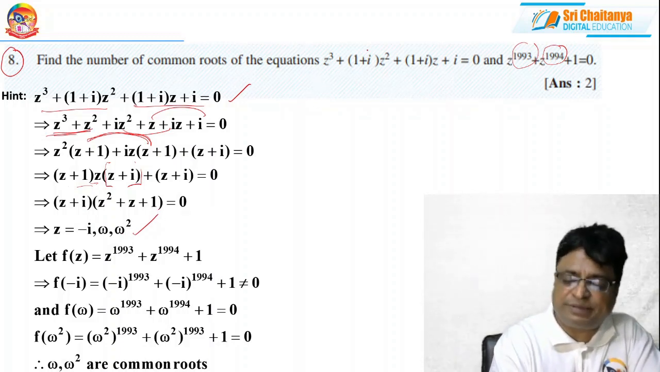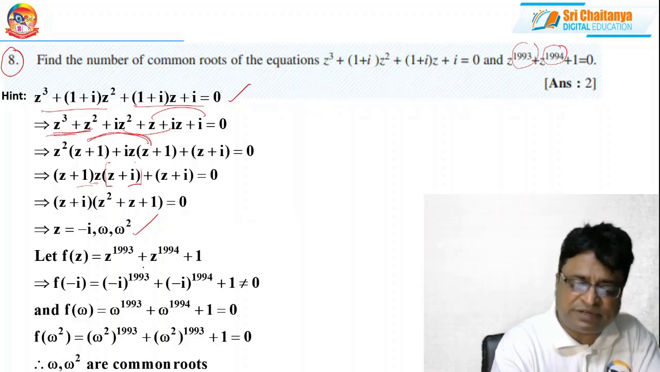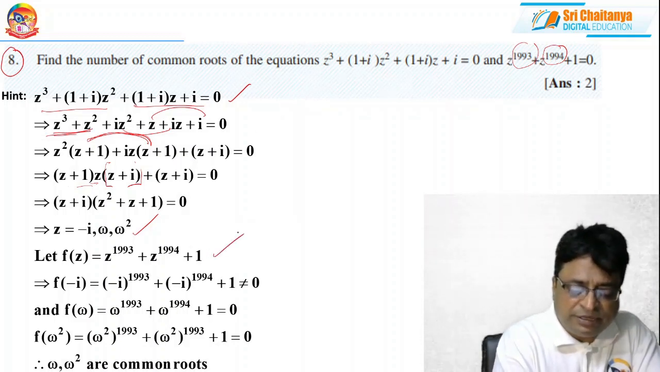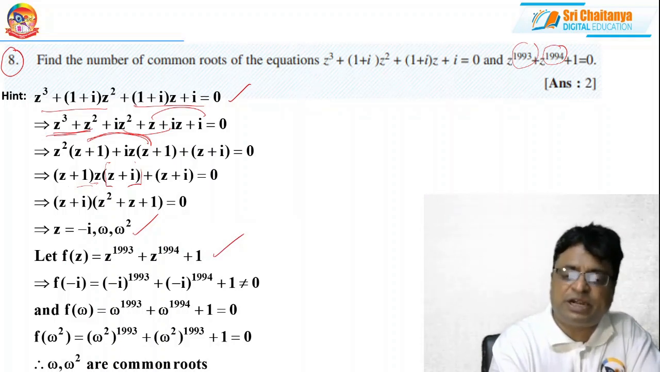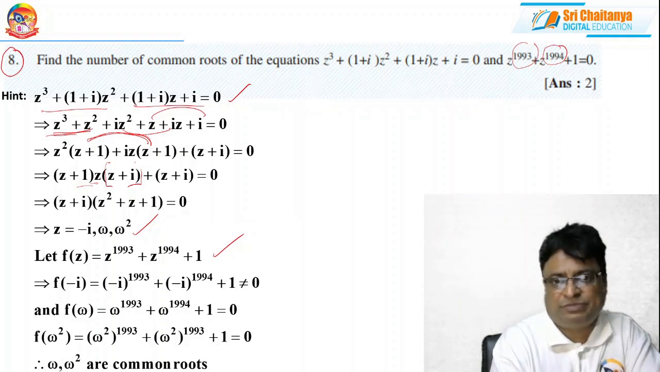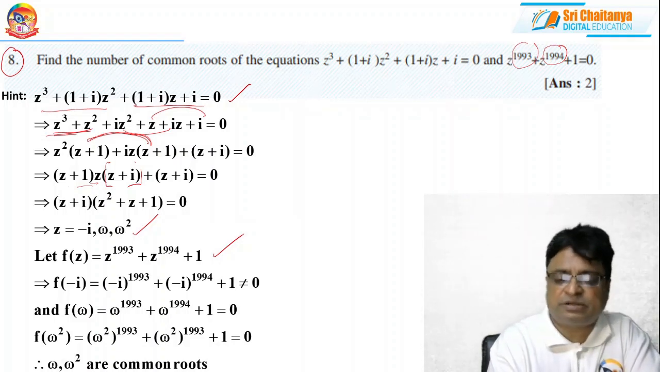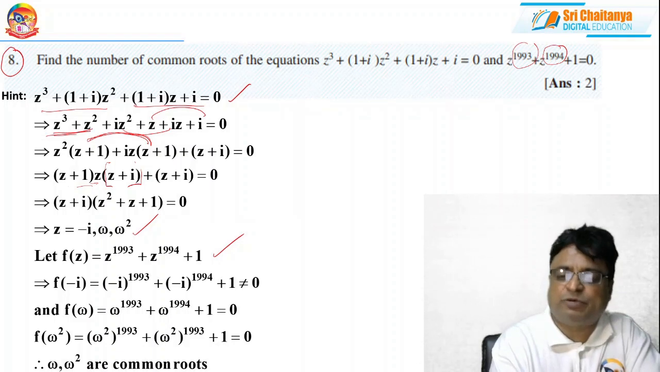Now, one by one I am checking. So consider the second equation as f of z. Find f of minus i. If it is 0, then what can I say? z is equal to minus i is a root of the second equation, and minus i becomes the common root. If it is not 0, then it is not the common root. Then go for the next, omega and omega square.